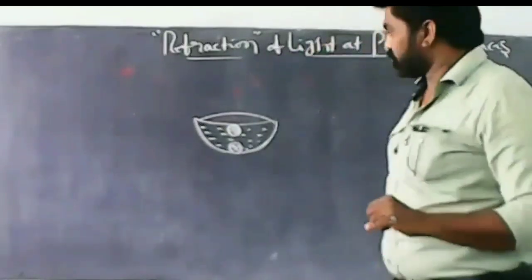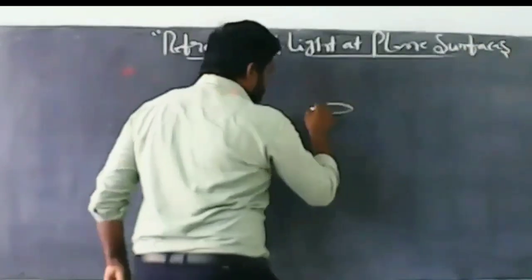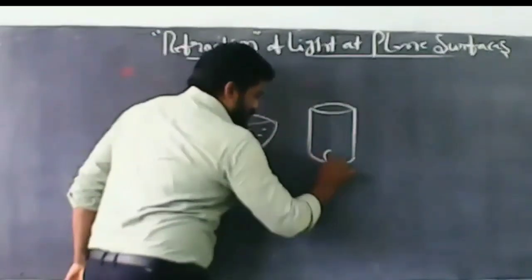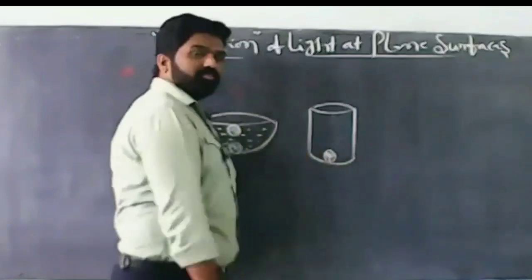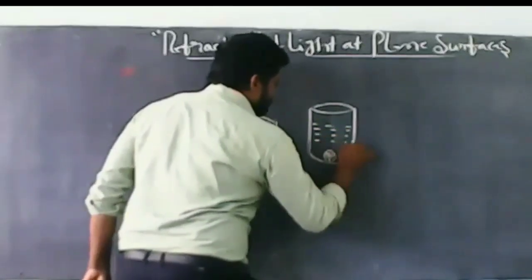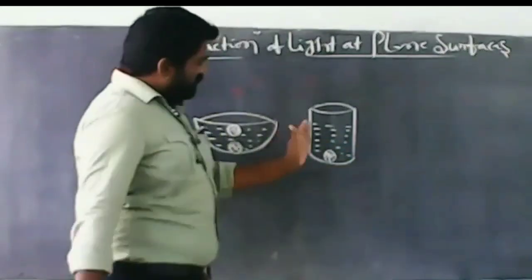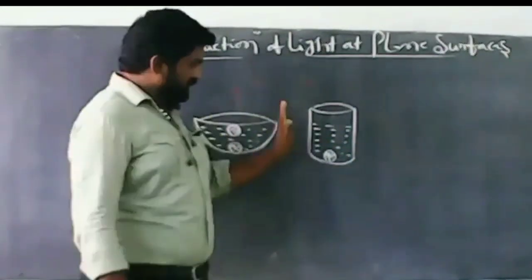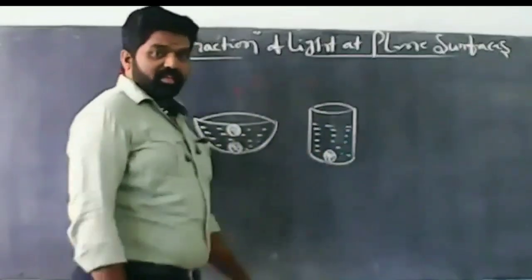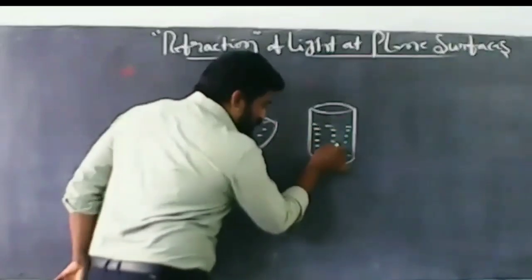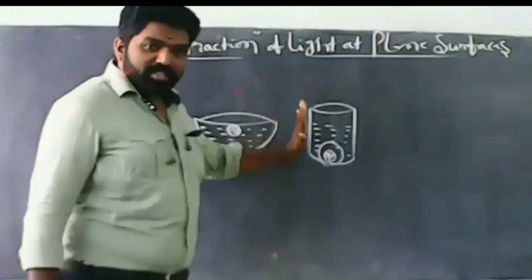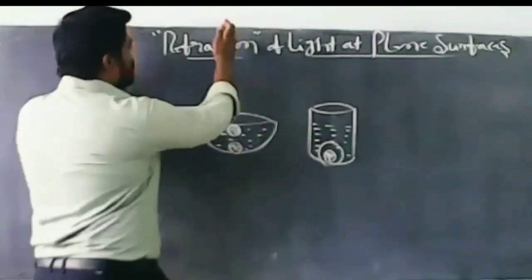One more example. This is a tumbler, a glass tumbler. Drop a lemon inside it. This is the lemon. Now it is filled with water. Observe from the outer surface of the vessel. It is a transparent beaker. Observe the position of the lemon. Then this lemon appears to bulge. This is because of refraction of light.